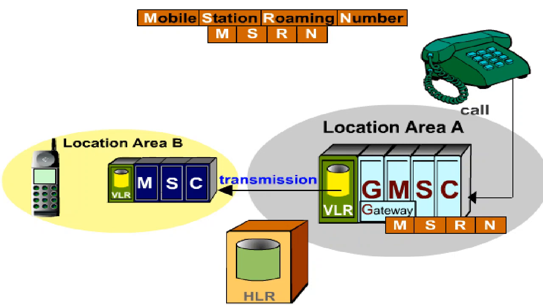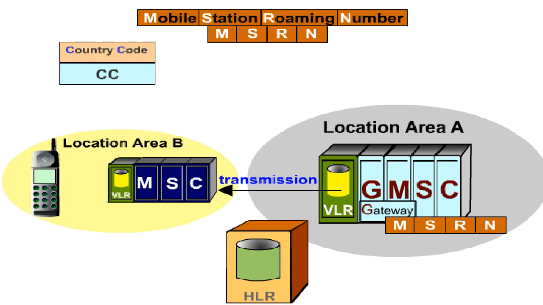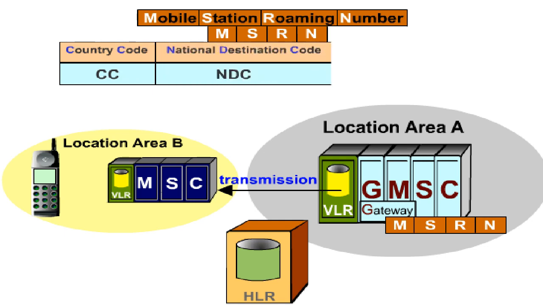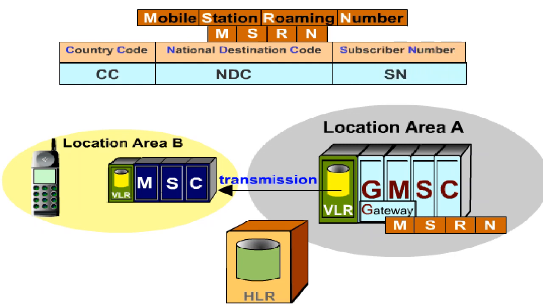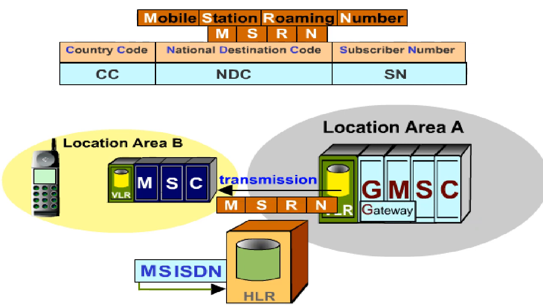The MSRN has the same structure as the MSISDN. It consists of the country code, CC, the National Destination Code, NDC, and a subscriber number, SN, that is different to the SN in the MSISDN. While the MSISDN only establishes a connection to the HLR, the MSRN is used to route the call to its actual destination.